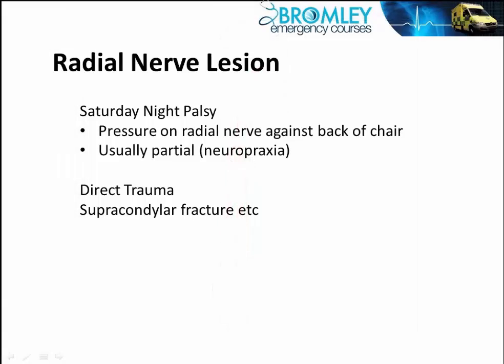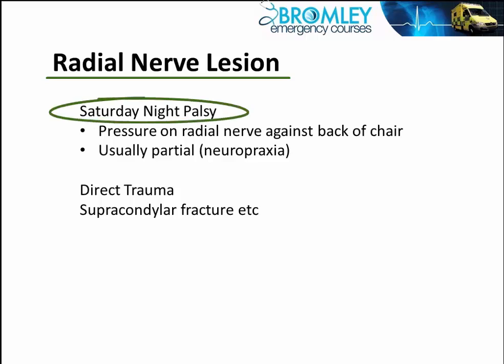Radial nerve lesions, questions can come up about that. And the best known radial nerve lesion goes under this rather strange name of Saturday night palsy. The principle behind this particular lesion is that if someone's come home on a Saturday night having had far too many drinks and is too drunk to go up to bed, they might fall asleep in a chair.